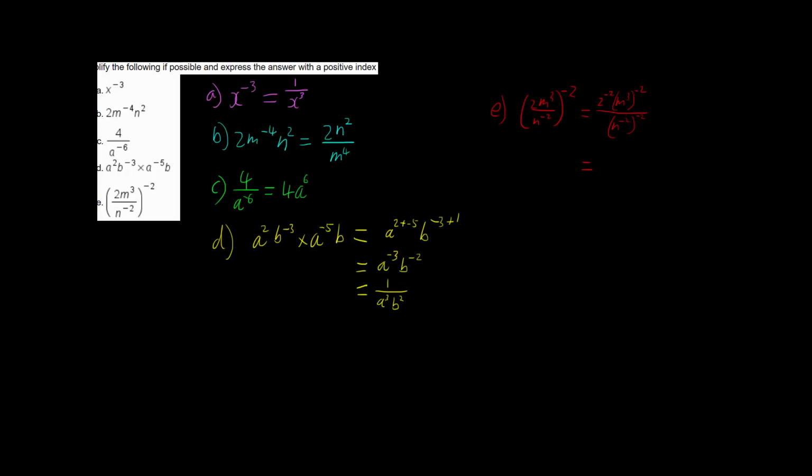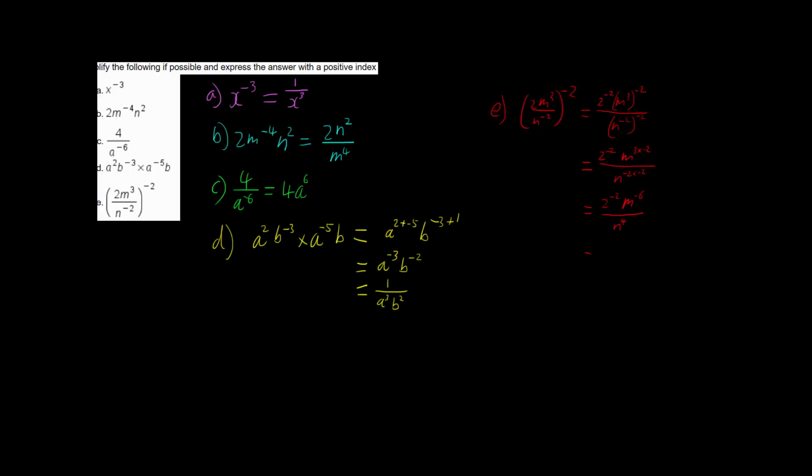Okay, so now let's get rid of these set of brackets, and that means that we're going to multiply the power on the outside in. So we've got 2 to the negative 2, m to the 3 times negative 2, divided by n to the negative 2 times negative 2. Okay, so that gives us 2 to the negative 2, m to the 3 times negative 2 is negative 6, over n to the negative 2 times negative 2 is positive 4.